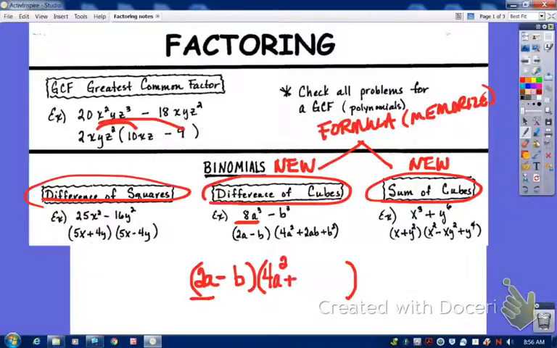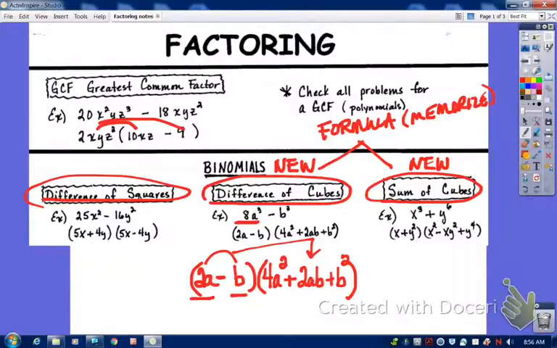To get the middle term, we're going to multiply the two terms together. 2a times b. Don't double here. This is not square, double, square. 2a times b is 2ab. That's how you get the middle term. And then you square the last term. b times b is b squared. That's called factoring the difference of cubes.